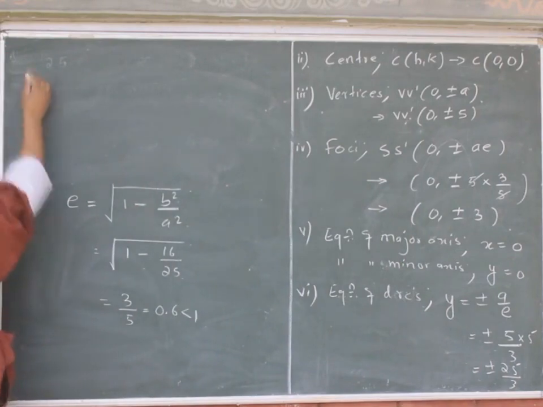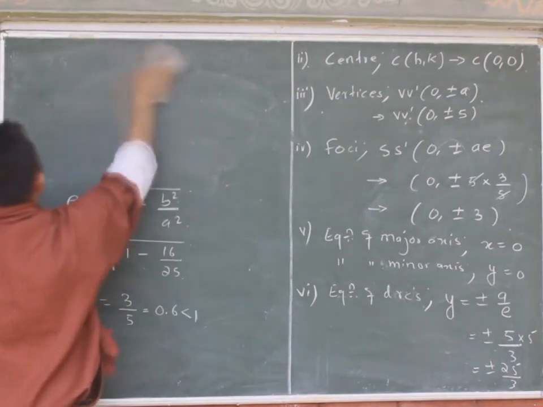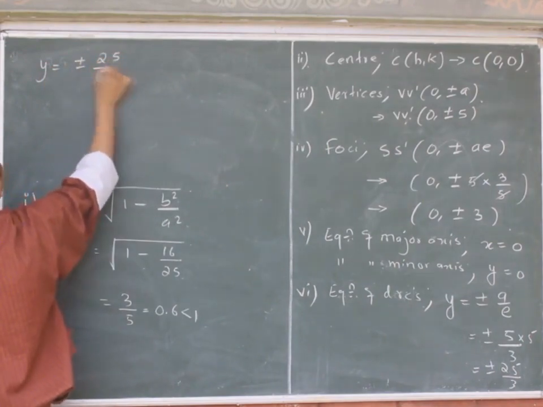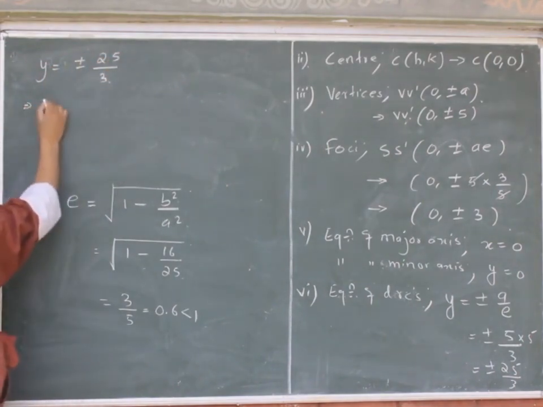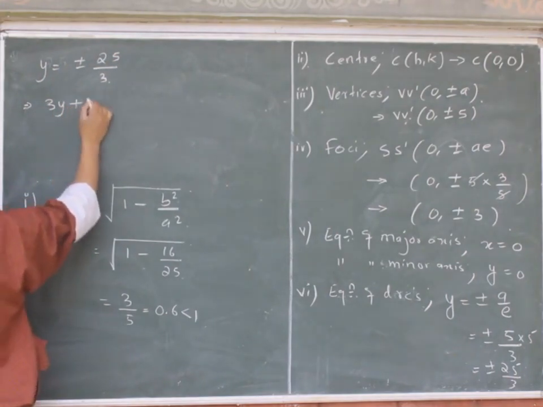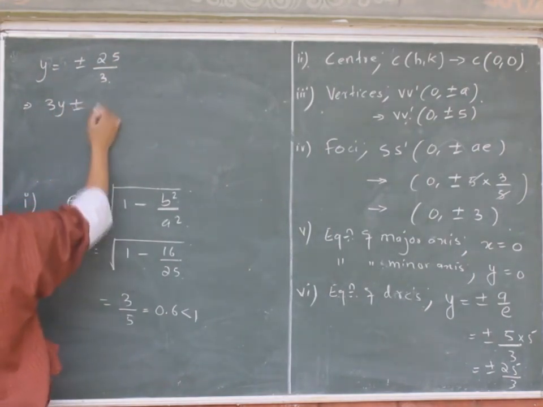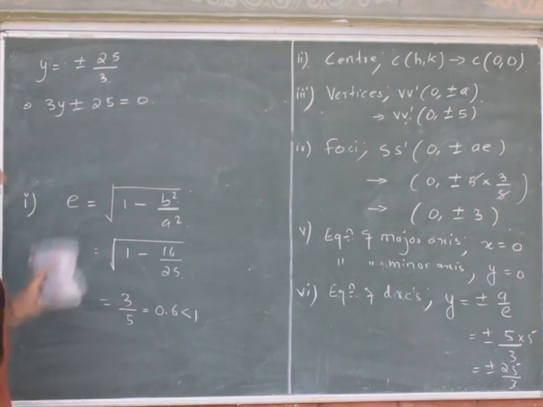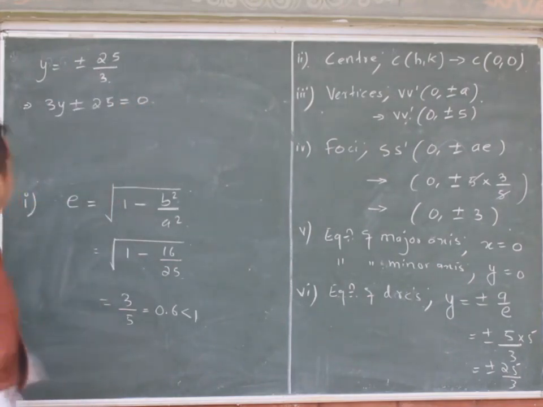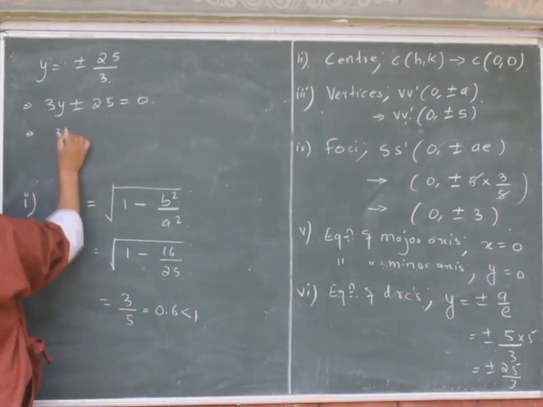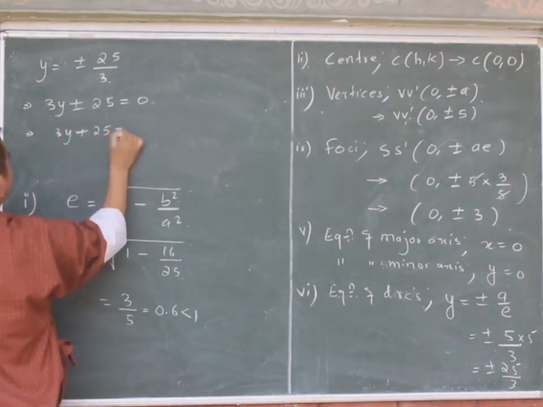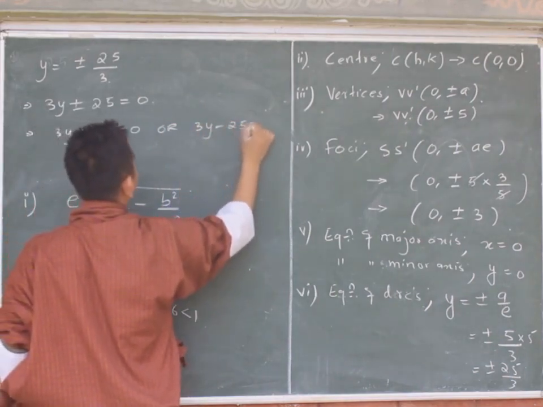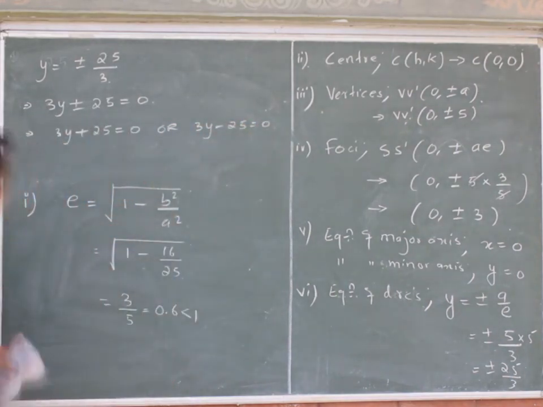Number 6, y we have here is plus or minus 25 by 3, which implies 3y plus or minus 25 is equal to 0, meaning it's the same. One will become positive, one will become negative. Or you write this one as 3y plus 25 is equal to 0, or 3y minus 25 is equal to 0. We have two directrices.